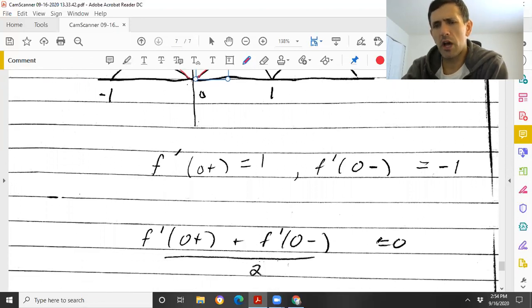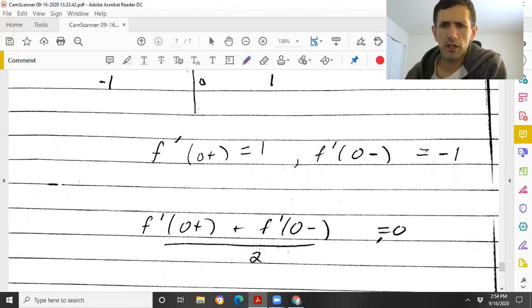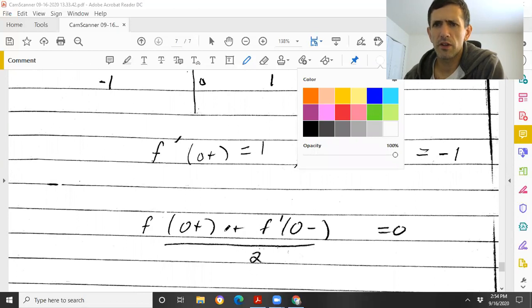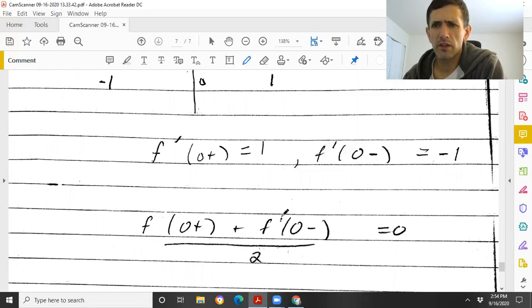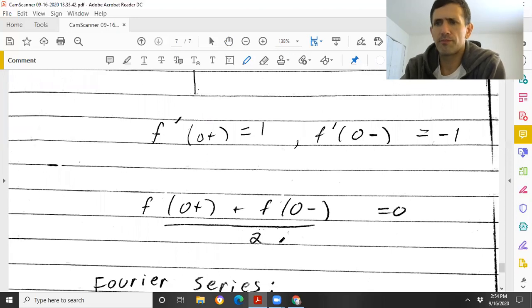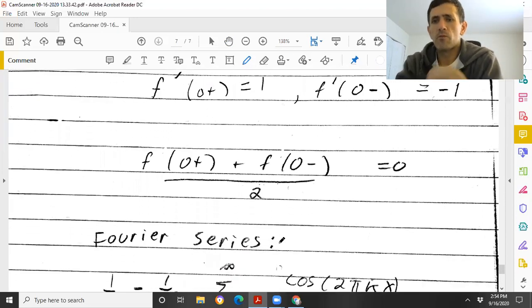Both of these right and left-hand limits. So sorry, this should not be, this is just going to be f. So sorry about that. So this is just f of 0 plus and f of 0 minus. Well, both are 0. So this is 0. So let's see what this says about the Fourier series at 0.